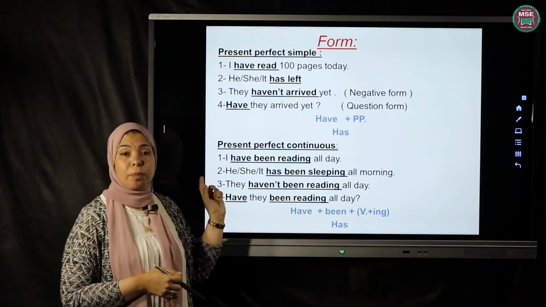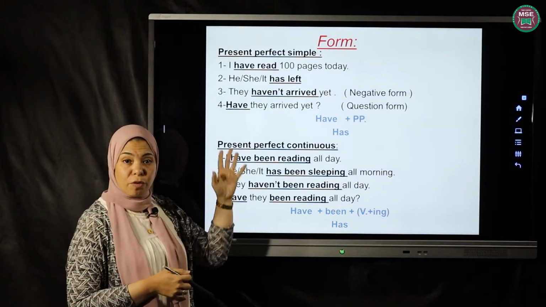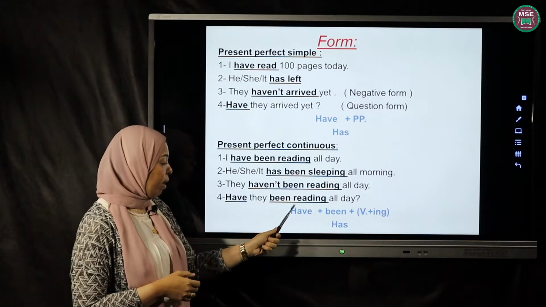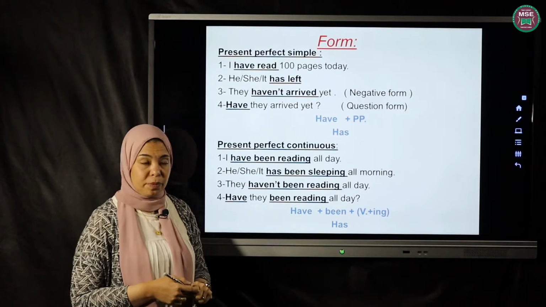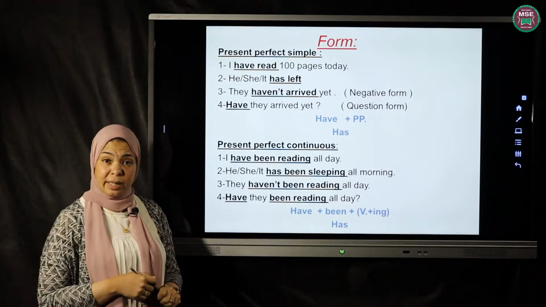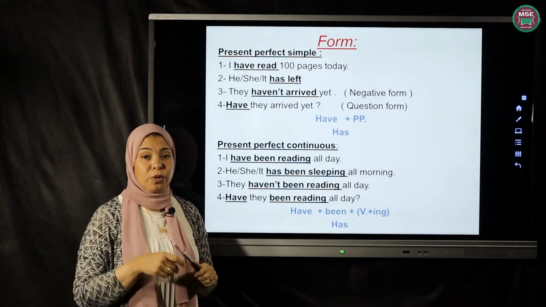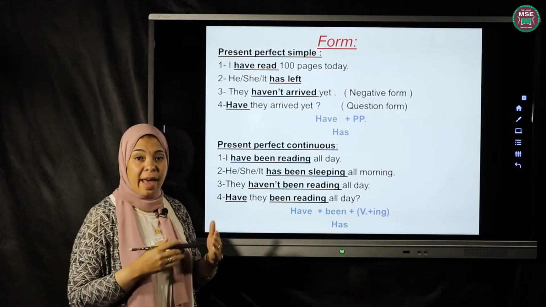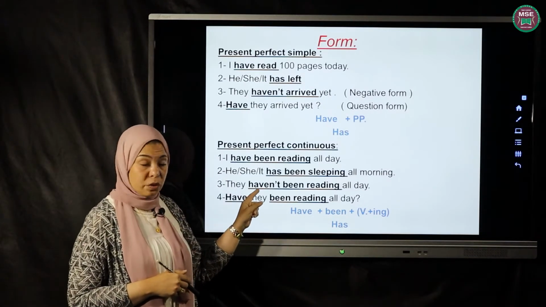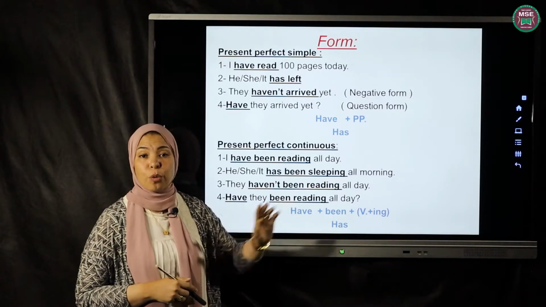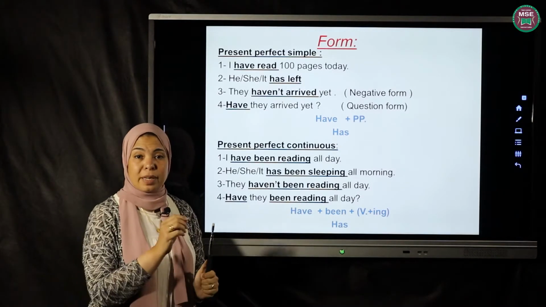This is the form for the present perfect continuous or the present perfect progressive. The form here is totally different from the present perfect simple. We will have or has plus been plus verb plus ing. Like this example, I have been reading all day. This is also, as I said before, we put the focus on the duration. The second one, he or she or it has been sleeping all morning. So that's the form, has plus been plus verb plus ing.